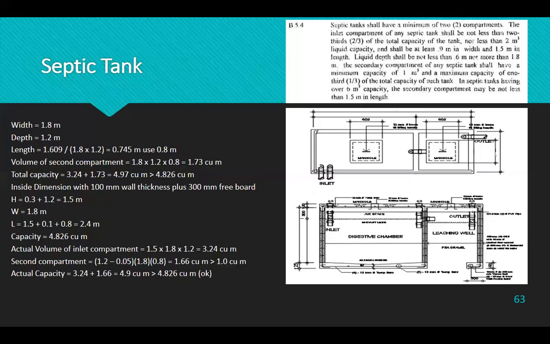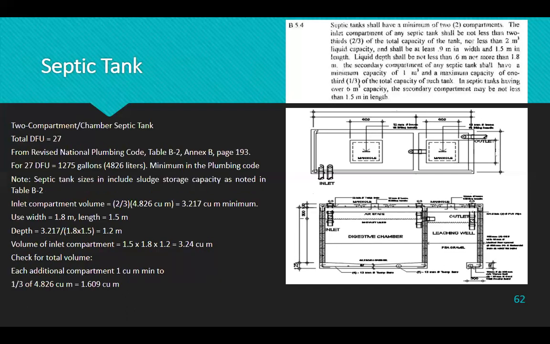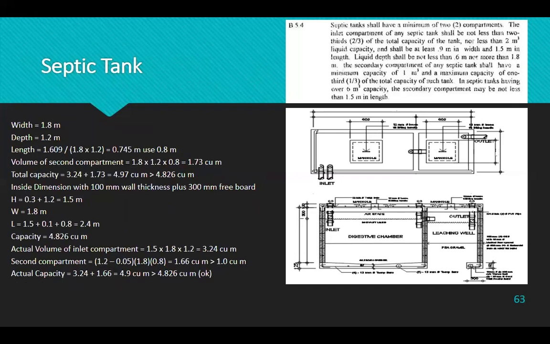Okay. This is less than 1/3. 4.9 divided by 3 is dapat bisa 1/3 siya. Okay.